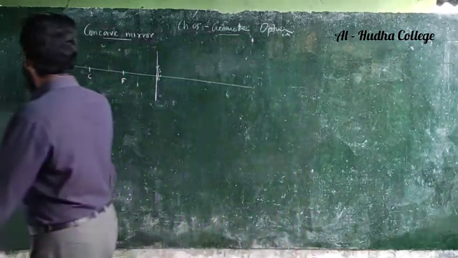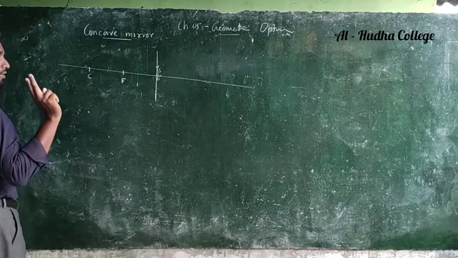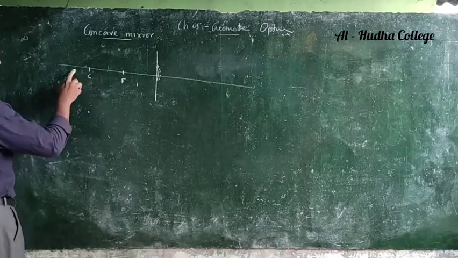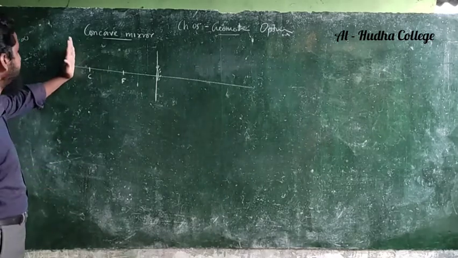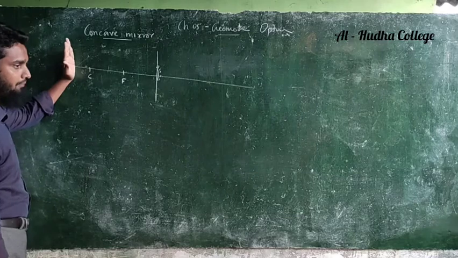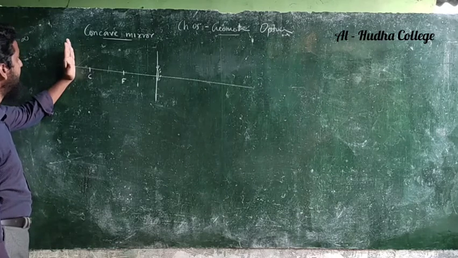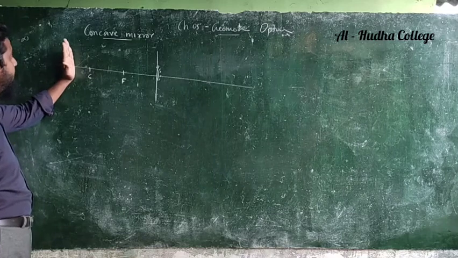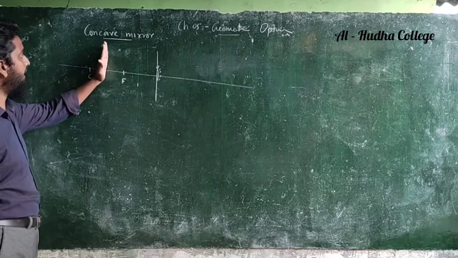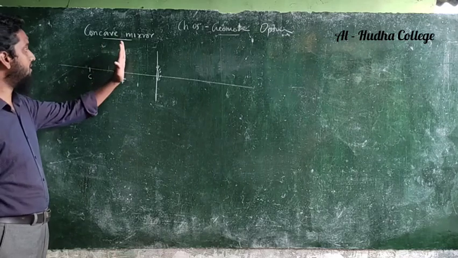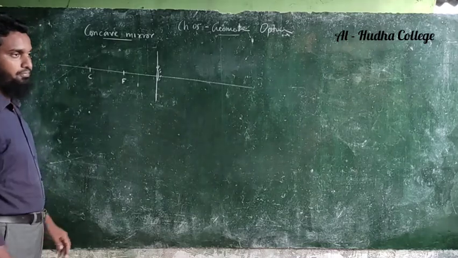That is the first place that we are going to consider. The second place that we are going to keep the object is beyond C, somewhere here. The third place, by taking this object to C. The fourth place in between C and F. The fifth place at F. The sixth place inside the F.